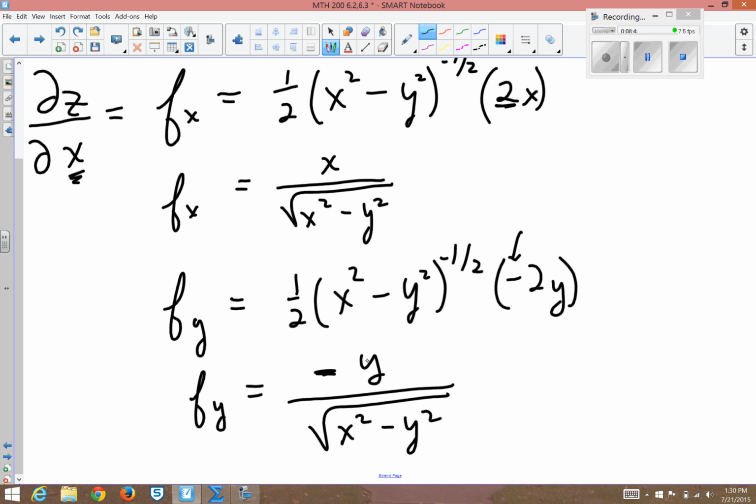1/2 times 2 is 1. I could say 1/2 times -2 is -1. This y is part of the answer in that radical.